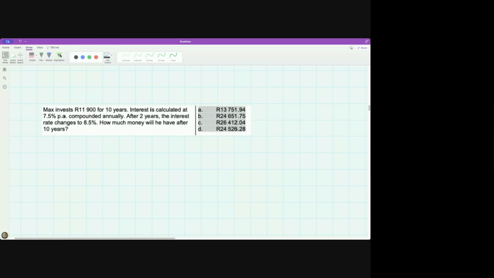So Max invests this much for 10 years. Interest is calculated at 7.5% per annum compounded annually. But after 2 years, the interest rate changes to 8.5%. How much will Max have after 10 years? What is different about this question? Who can spot it?